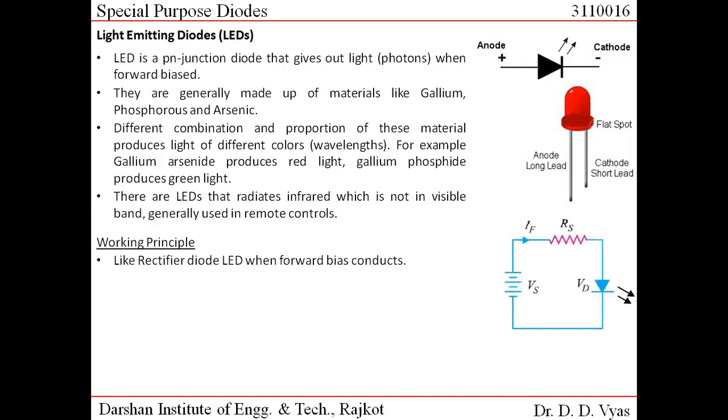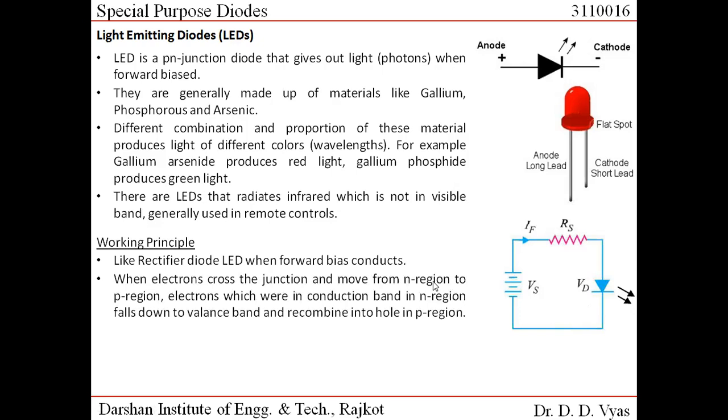Like a rectifier diode, an LED conducts when forward biased. Kindly follow my cursor. If you see this circuit, this is an LED, and this LED is forward biased. You know, the anode is connected to the positive terminal of the battery. We know that when a diode is forward biased, it conducts. That is, electrons primarily move from the N region to the P region.